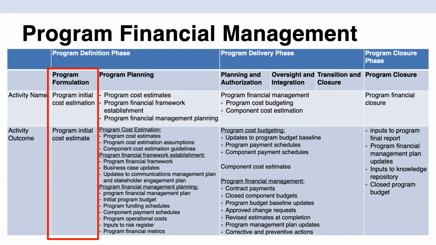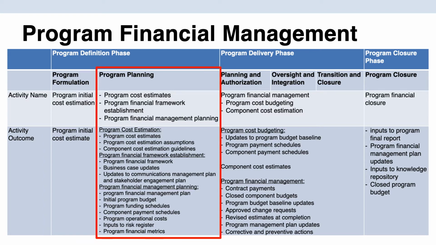So during the program formulation subphase, we have the program initial cost estimation activity that results in the program's initial cost estimates. The figures in the initial cost estimates are often very high level. We call this a ballpark, and this is based on limited information, time, and resources available. As the program progresses and more detail is known, we will have more accurate and detailed budgets prepared.